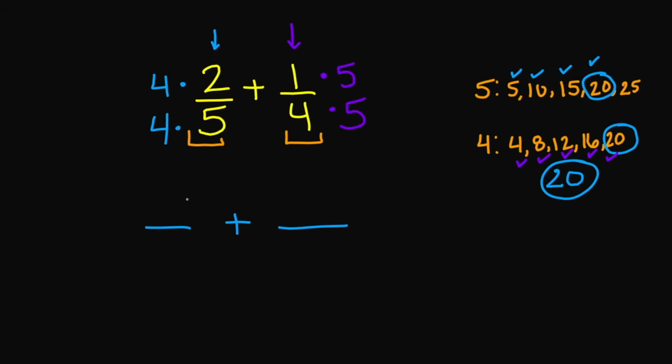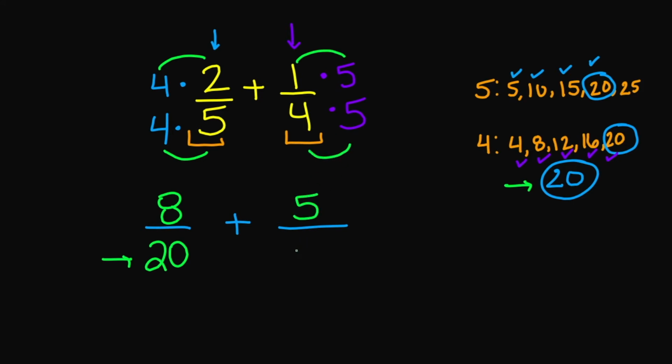All right, so now let's go ahead and multiply, and then we're going to add. So we have 4 times 2. This is going to give me 8. And then we have 4 times 5. This is 20. Now we have 1 times 5. That's 5. And then 4 times 5 is also 20.